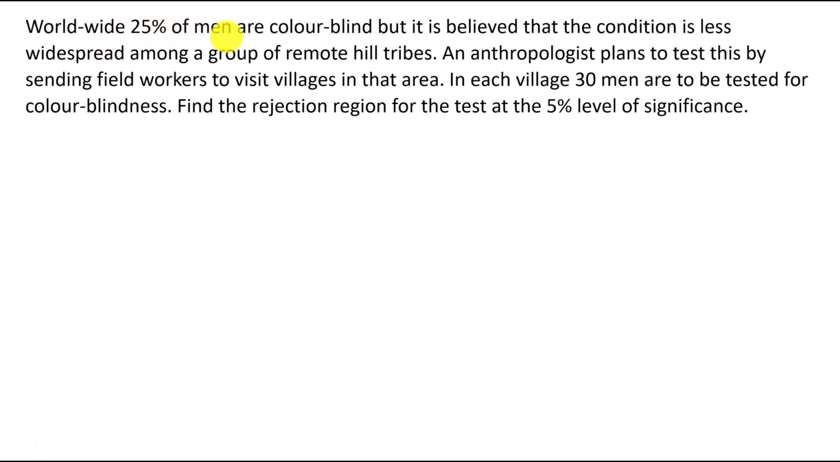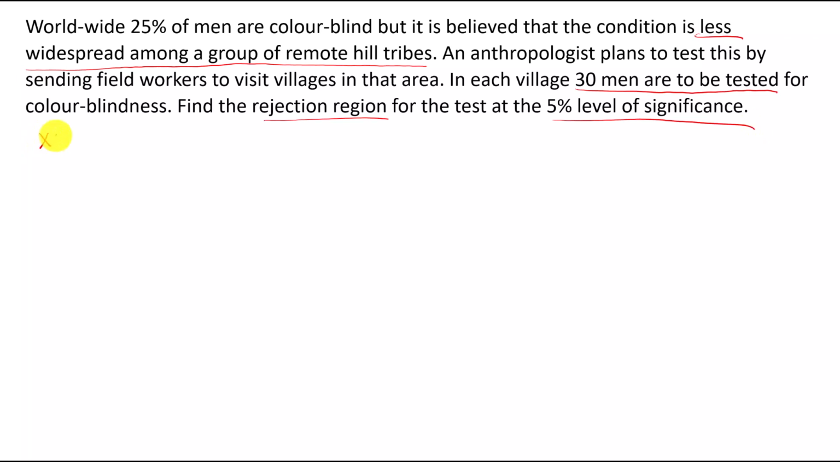Worldwide, 25% of men are colorblind, but it is believed that the condition is less widespread among a group of remote hill tribes. An anthropologist plans to test this by sending field workers to visit villages in that area. In each village, 30 men are to be tested for color blindness. Find the rejection region for the test at 5% significance level. So instead of telling us how many people were colorblind and us testing this to determine if we should reject or fail to reject, we just want to know what's the rejection region. At what number of people would we either fail to reject or choose to reject the null?